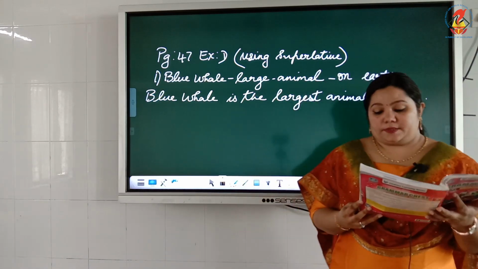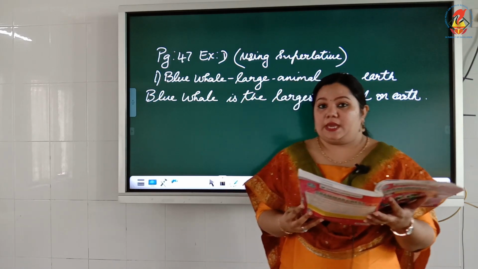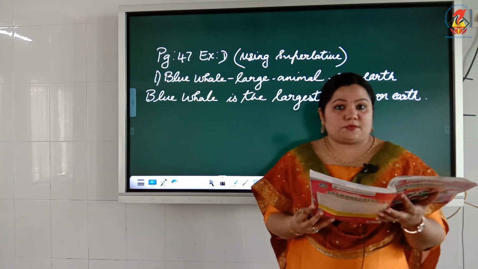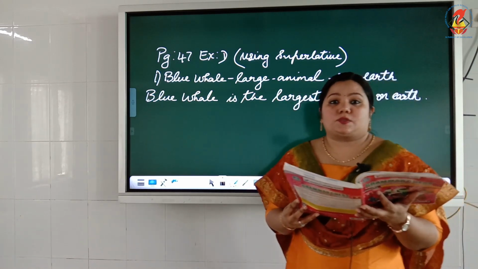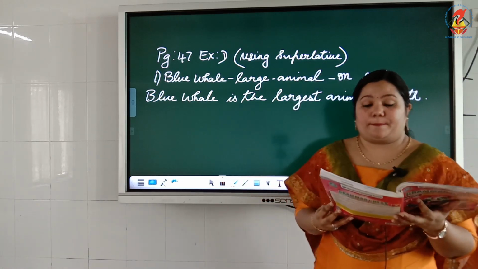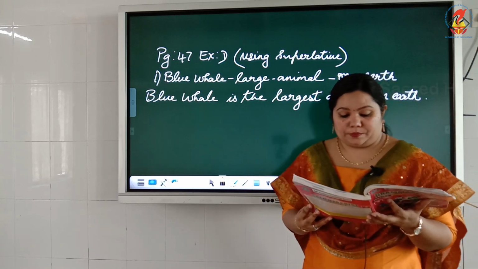So Neelam is compared to all the other singers. So this is supposed to be in the superlative, and the word in the bracket is good. Good is a positive degree, and when we compare it into superlative, what do we write there? We write there, Neelam is the best singer in the school.